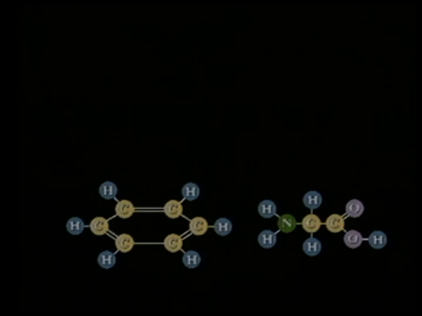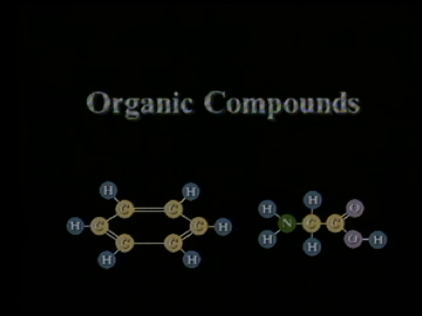Carbon-containing compounds, such as these, are called organic compounds. On Earth, organic compounds are almost exclusively associated with life. In fact, living things may be thought of as miniature chemical factories that together process millions of tons of organic compounds every day.